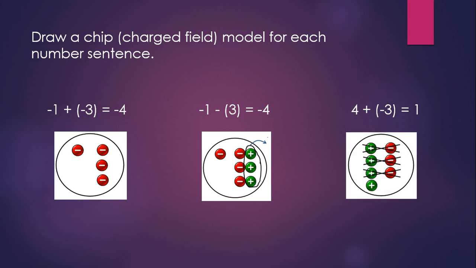And for this one, it's an addition problem, so we add 4 positive chips and 3 negative chips to the field, and we notice that we have 3 zero-sum pairs in the field. So we're showing those zero-sum pairs being eliminated by putting x's through them, and that leaves us with 1 positive chip, which is a sum of 1.